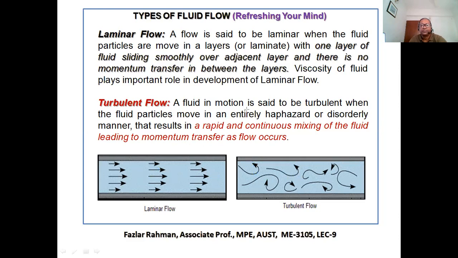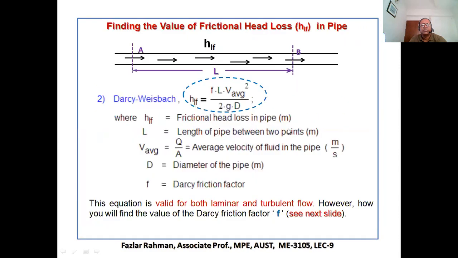So we need a mathematical formula. So this is the Darcy-Weisbach equation. That HLF is saying the frictional loss between two portions of pipe, or two distances, between point A and B, is HLF equal to F L V squared, V average squared, over 2 g D.